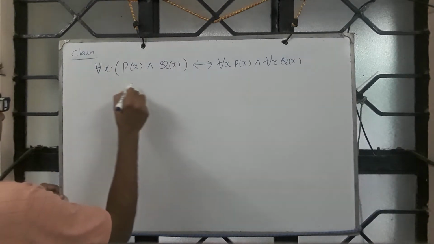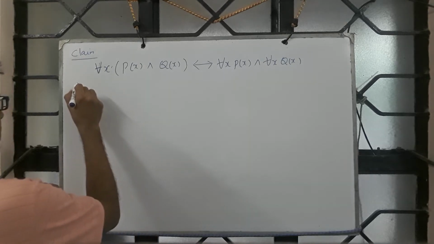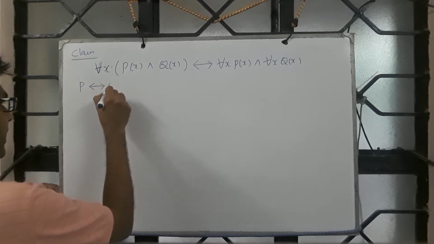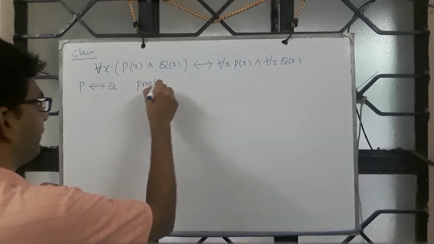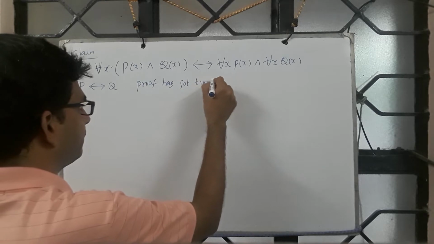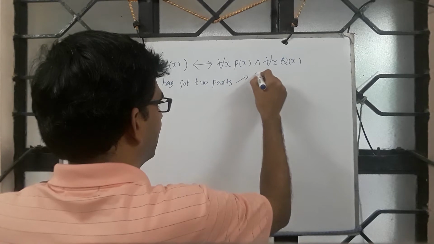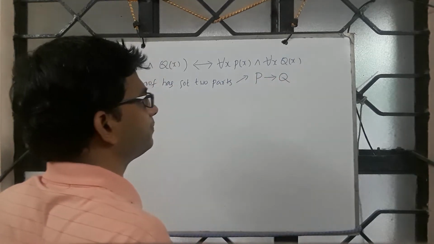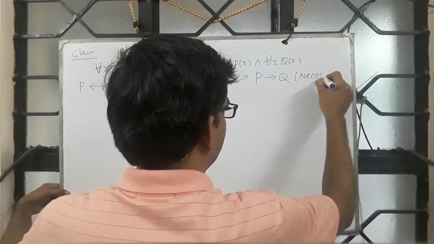Let's look at this part. When you are asked to prove p biconditional q, this proof has got two parts. One is, assuming p, which is our premise, prove q. This is called the necessary condition.